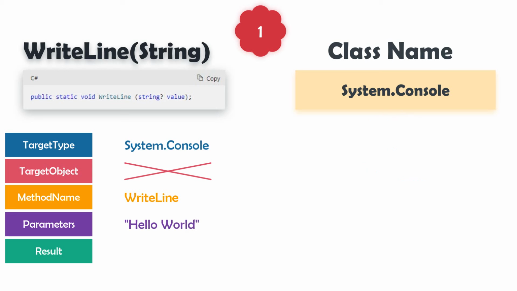And the last part is the result. As you see, we have the word void, which means that we don't have a result from this method. So we don't need to add anything here. That's it. Let's try to do it in UiPath and check the result.